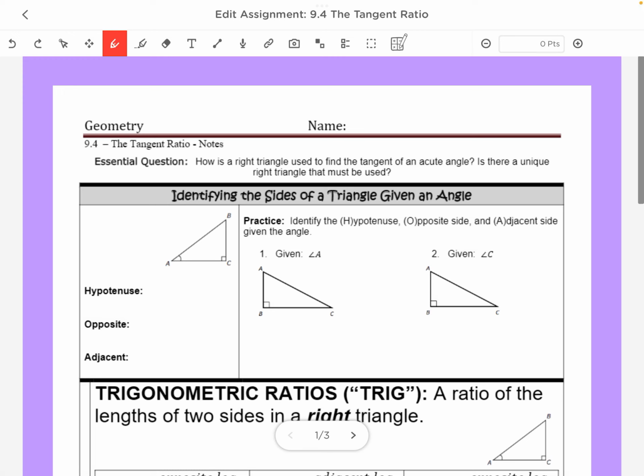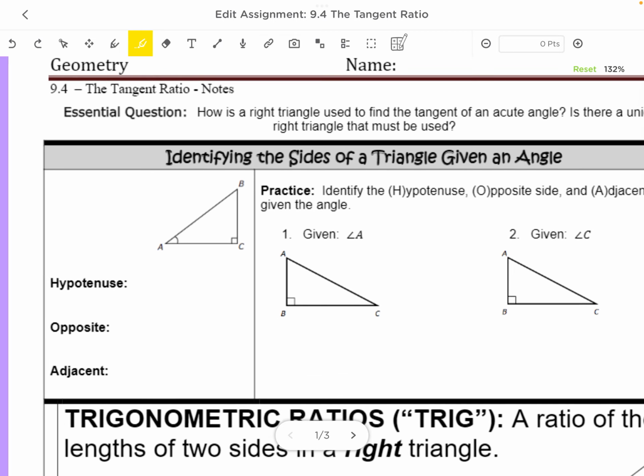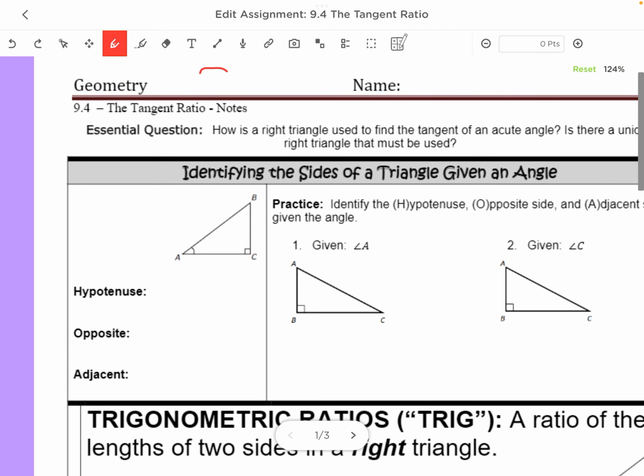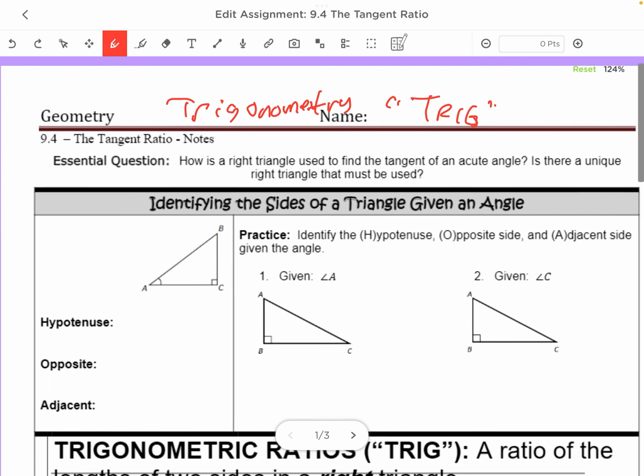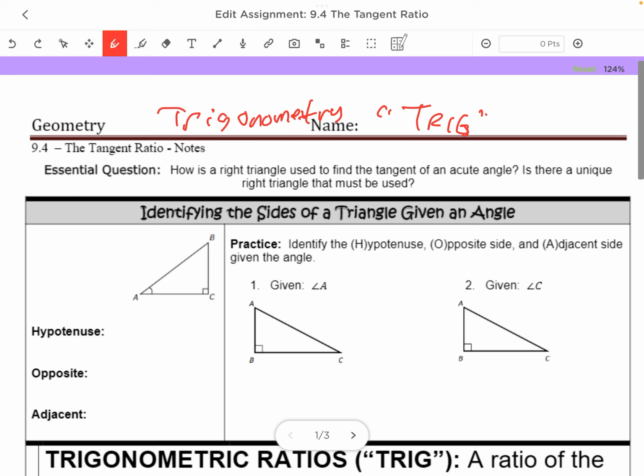Okay, welcome back, kiddos. Now we are moving on to the most formal part of working with right triangles, which is working with trigonometry. Trigonometry is commonly known as trig. What we're talking about with trig is specifically trying to find the lengths of the sides of any right triangle. If we just know the length of two sides and one of the angles, we can always figure out that third one.